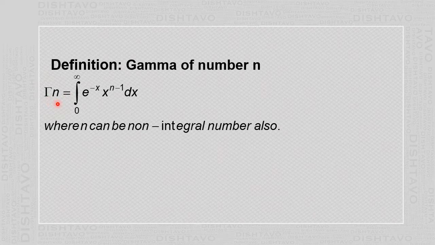Now in this case, the integrand can be e raised to minus t, t raised to n minus 1 dt, or e raised to minus p, p raised to n minus 1 dp. So if you change the symbol for the variable, it doesn't matter. Essentially the gamma function is used to evaluate an integral of this form, or an integral which can be transformed into this form.